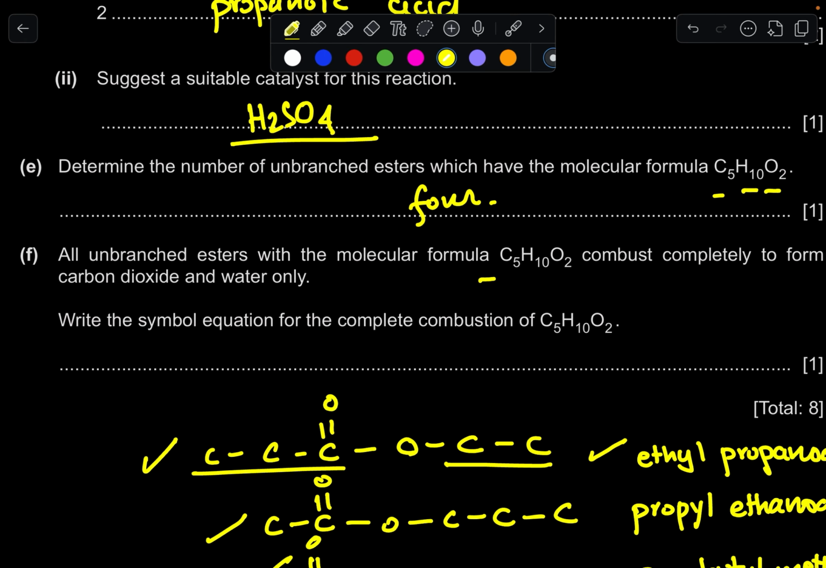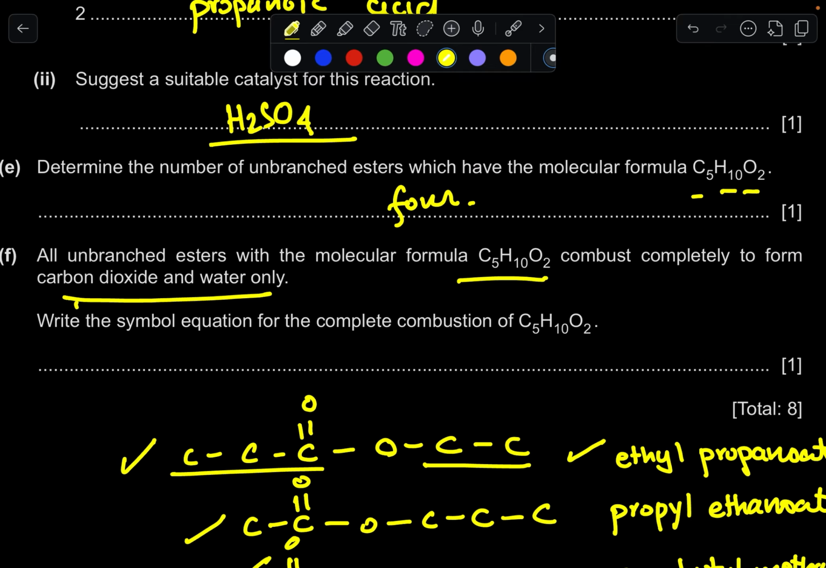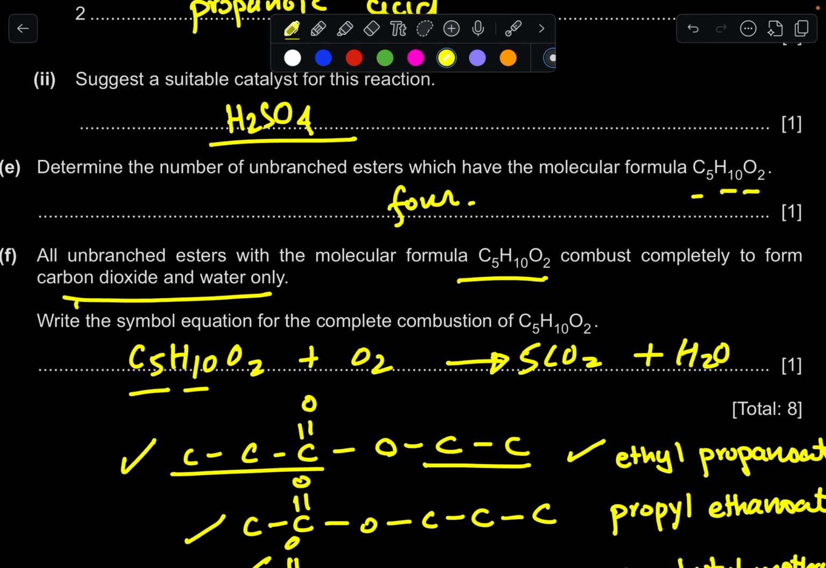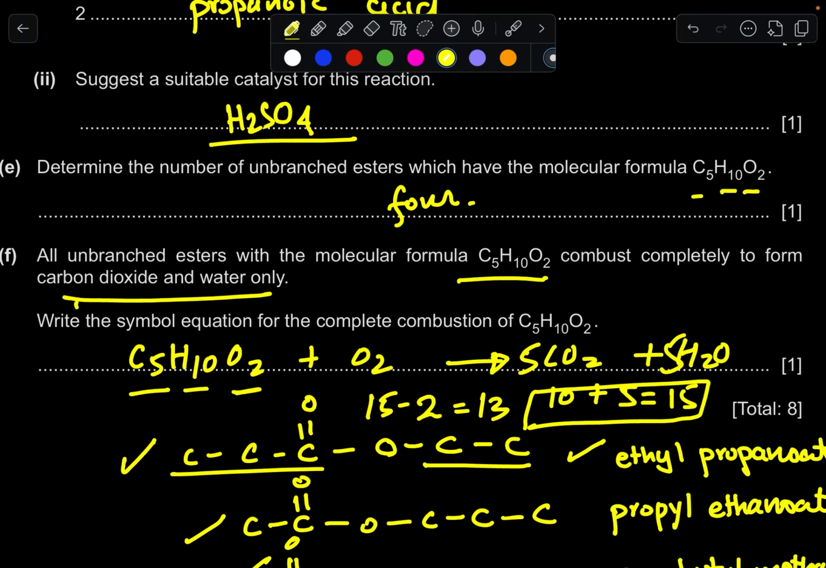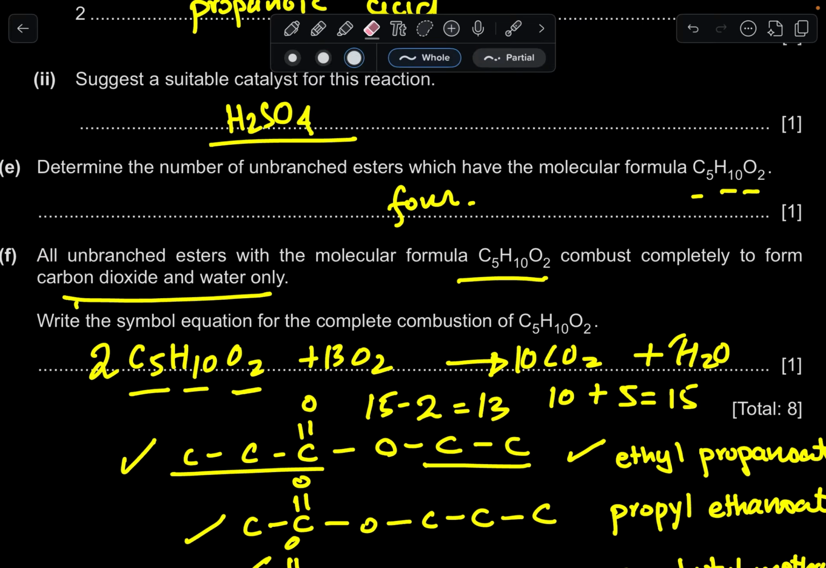All unbranched esters with this molecular formula combust completely to form carbon dioxide and water. Write the symbol equation for the complete combustion. So C5H10O2 plus oxygen giving me carbon dioxide plus water. I have 5 carbons, so I'm going to put a 5 here. I have 10 hydrogens, so I'm going to put a 5 here. Over here I've got 10 plus 5, 15 oxygens. On this side I already have 2. So 15 minus 2 gives me 13. So I have to add 13 over 2 here. I cannot do this, so I have to multiply the entire equation by 2. A 2 here, 5 times 2 is 10, so a 10 here and a 10 with water. Right? I'm balanced, I think.